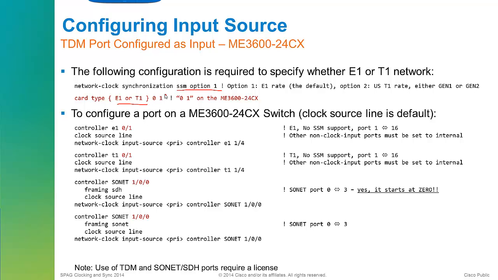The difference here is that the TDM circuits on the 24CX are 0/1. And then you do very much the same. You take the port name that the interface is plugged into. You do clock source line, network clock input source, and again you just define the controller. Same for E1, same for T1, same for SDH, same for SONET. Similarly, there might be port licenses on a 24CX specifically for SONET.